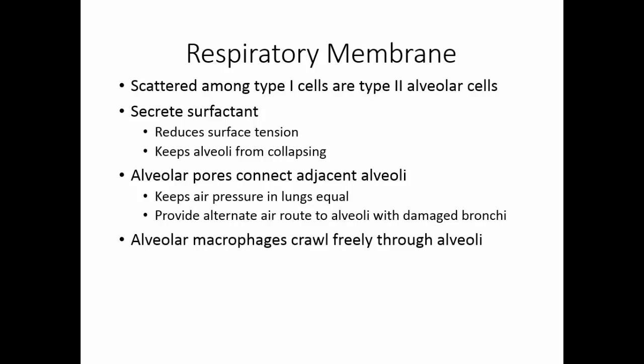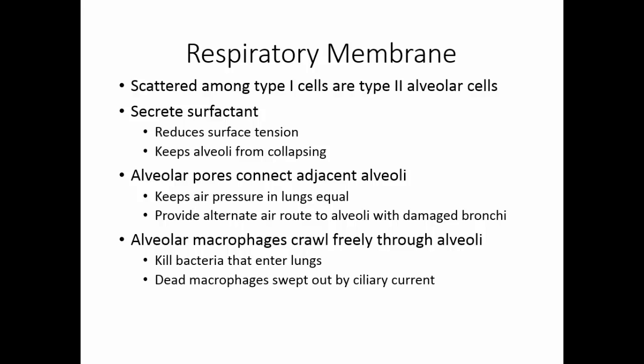Alveolar macrophages, which are a permanent part of the lung, crawl freely through the alveoli. They kill bacteria that enter the lungs. This means that there are a lot of dead macrophages hanging out in the lungs that need to be swept out by that ciliary current. It's estimated that we clear and swallow about 2 million alveolar macrophages per hour.